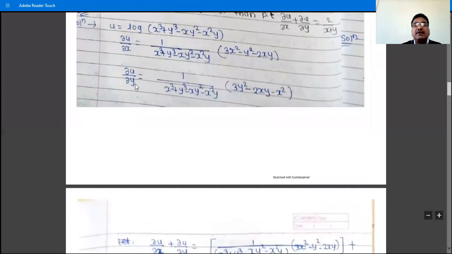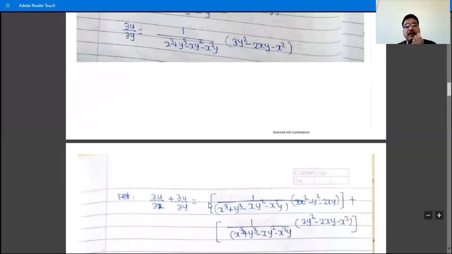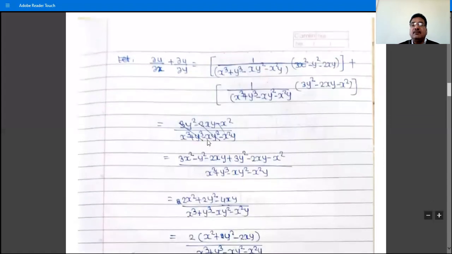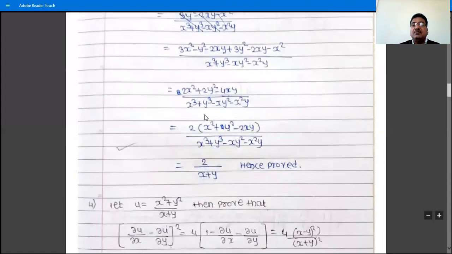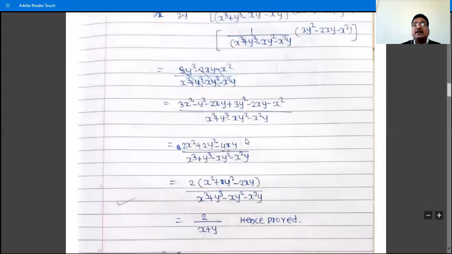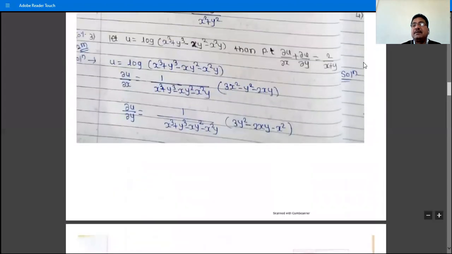Okay. Similarly, the derivative with respect to y is 1 by this quantity into derivative of this quantity with respect to y. Derivative of x cube is 0. Derivative of y cube is 3y square. Similarly, here minus 2xy, and here is x square with respect to y. Then their addition is this. Take LCM of these two quantities as this. We have numerator, and then after taking 2 as common, we have the answer 2 by x plus y. That is this answer, 2 by x plus y.